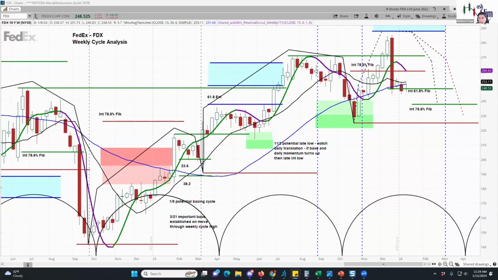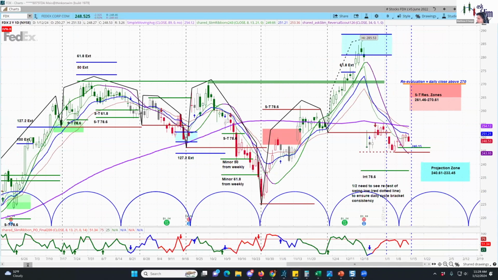So I'm going to come back to this weekly chart in just a moment. And I'm going to talk about what I see on the daily chart, because this is really where you can zoom in and you get additional market messages signaling the bearish condition for FedEx.